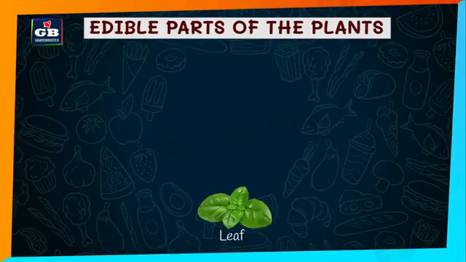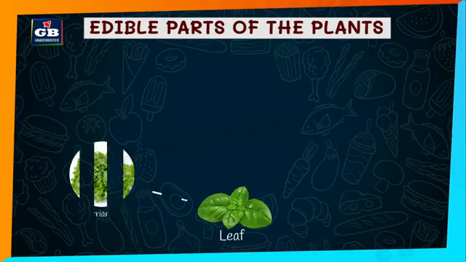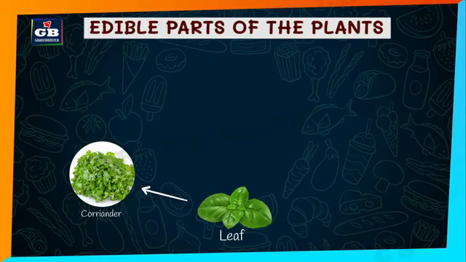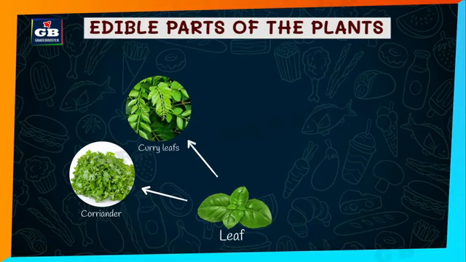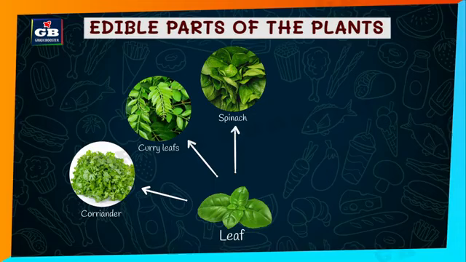First, let us see some food ingredients that we obtain from the leaves of plants. Coriander. We use the coriander leaves in salads and in curries. Curry leaves. Curry leaves, we use them in different dishes. Spinach. Spinach leaves are cooked along with dal.